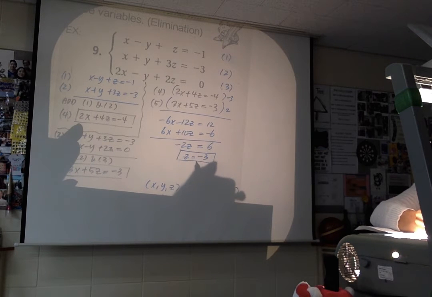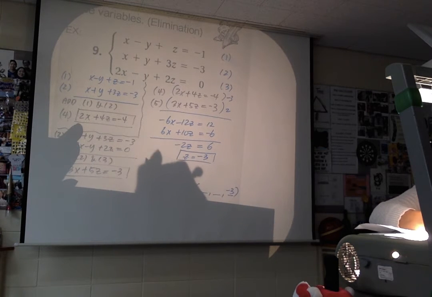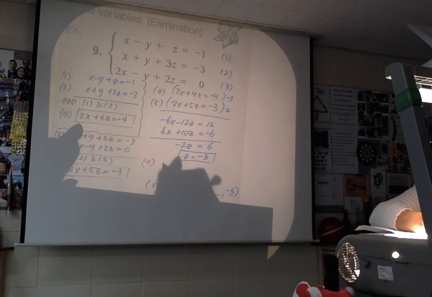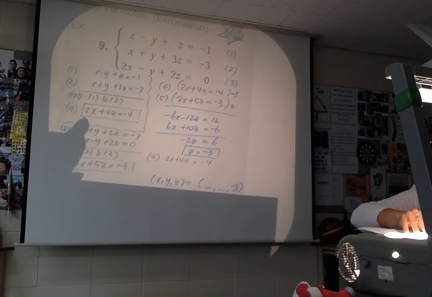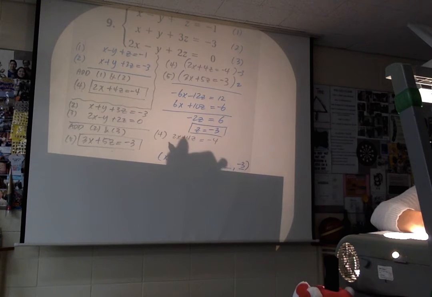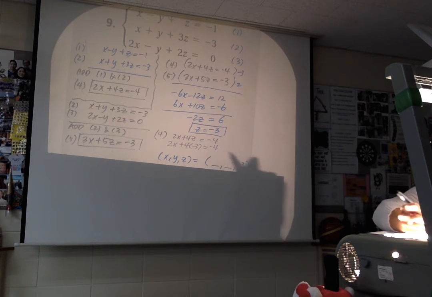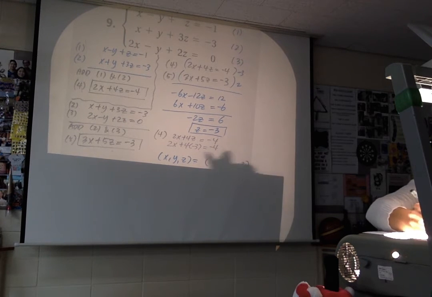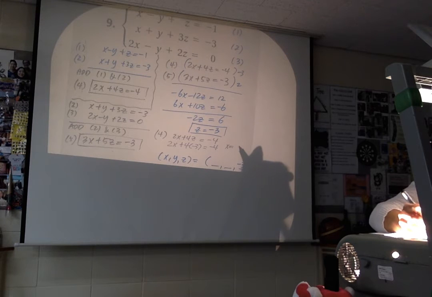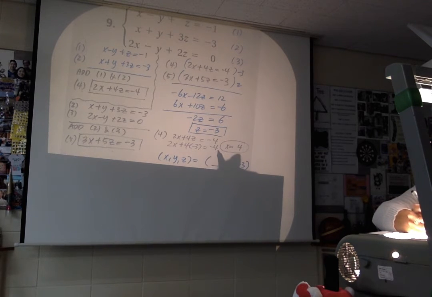Can't you find z, so you can find x? So let's go to equation 4. Equation 4 is 2x plus 4z equals negative 4, right? So now I know 2x plus 4 times negative 3, that's z, is equal to negative 4. And when I solve that, you guys, x is going to equal 4, because it's negative 4, negative 12, positive 8, divided by 2. So it's going to be 4 here.